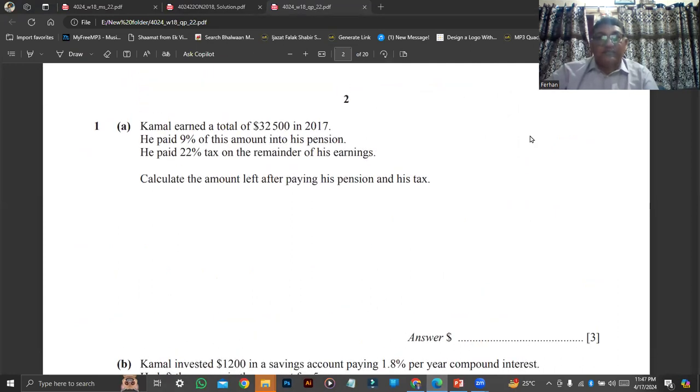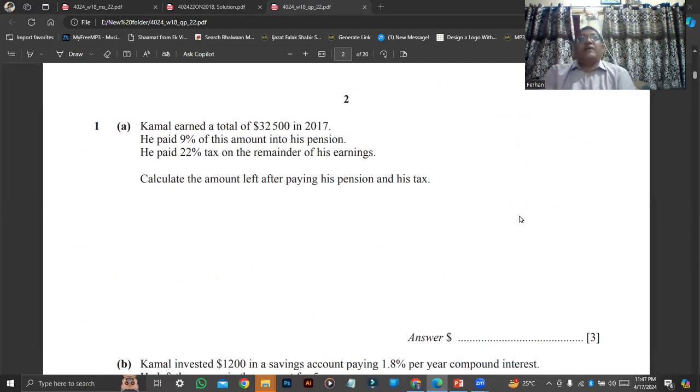So it says, question number 1, A part. Kamal earned a total of $32,500 in 2017. He paid 9% of this amount into his pension. He paid 22% tax on the remainder of his earnings. Calculate the amount left after paying his pension and his tax. So first of all, I will calculate 9% of the 32,500, and that money will go into the pension. From this 32,500, I will subtract that money, and on the remaining money there will be 22% tax.